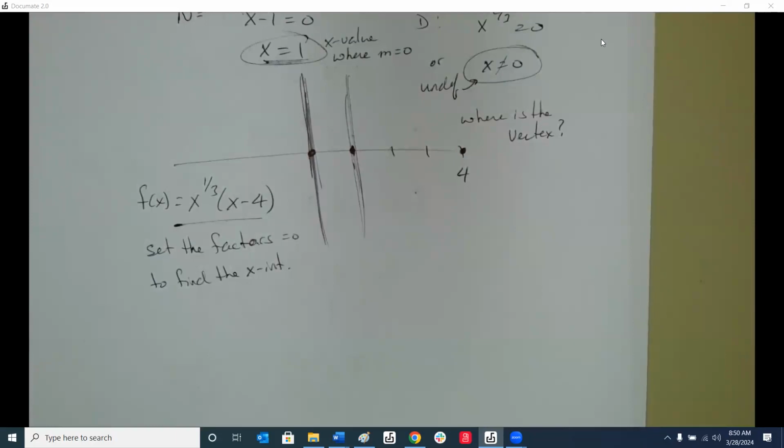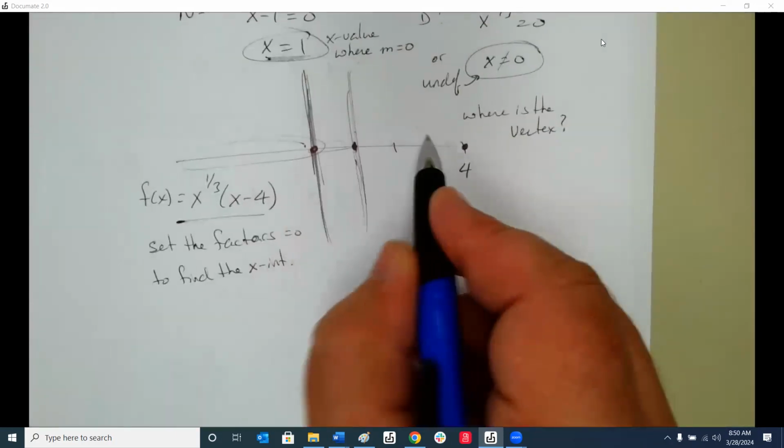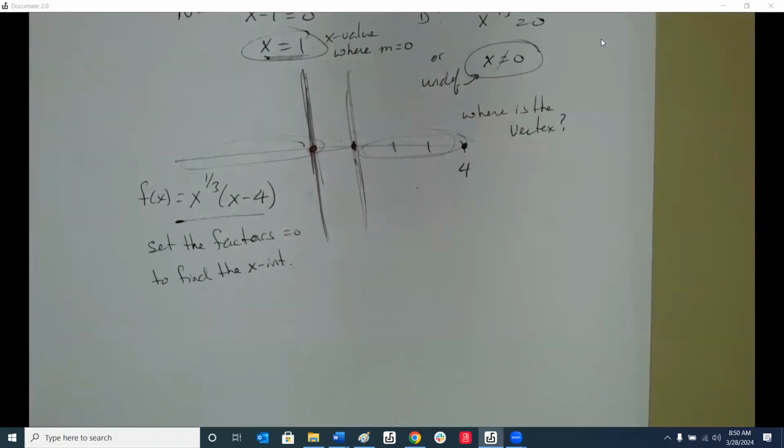Look at the steps. You have them written down. Hope that's the reason you wrote them down. What do they say? After you find your critical values, what do you do? That gives us our intervals. We have to know what this graph is doing in those intervals. Is it increasing or decreasing?